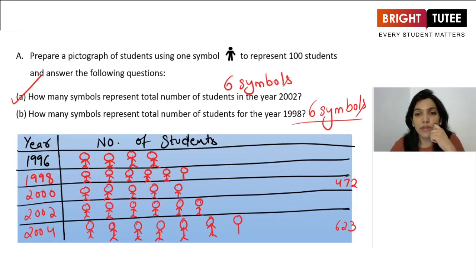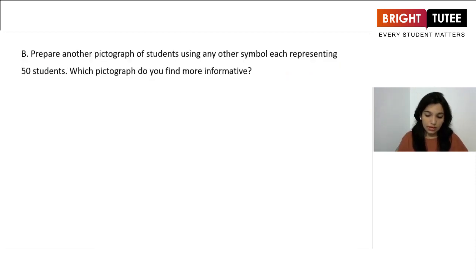So what we learned from here in this slide is that when you choose a symbol and you use a bigger number for that particular symbol, it might mislead the data. So you need to be very accurate with what symbol and how much you are representing with that particular symbol. Clear? Now let us see, this is the B part of the same question.